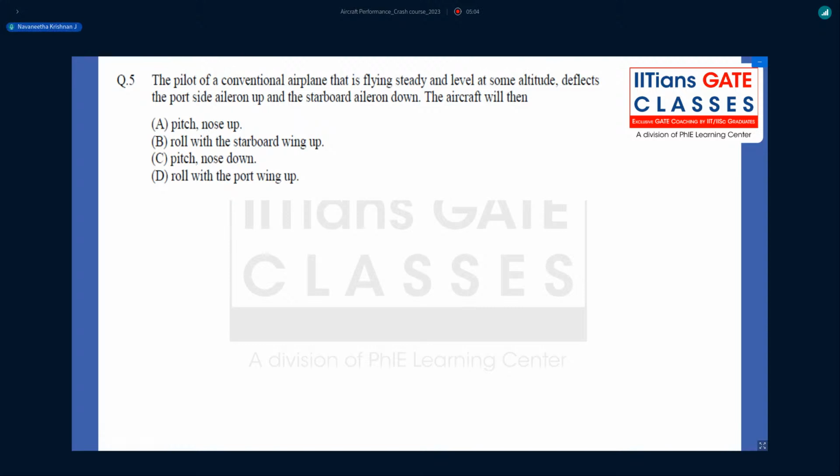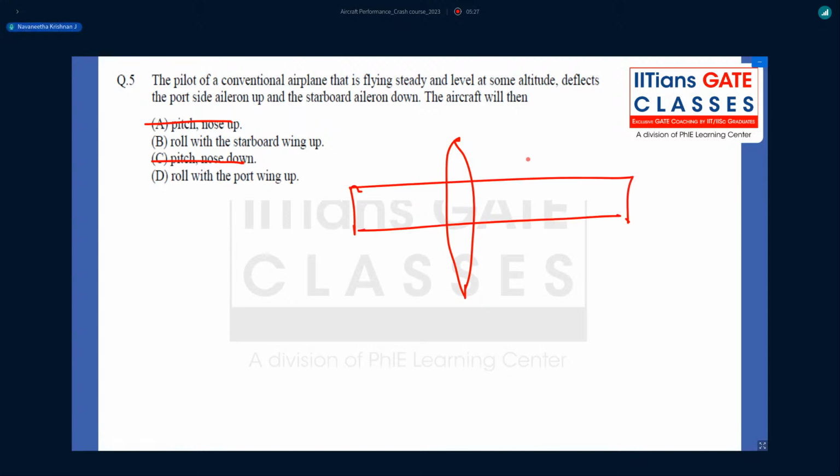First of all, in order to pitch up or pitch down, only elevator deflection is required. So with the help of elevator deflection only, we can nose up or nose down. So options A and C are out. Now we'll see. If you take an aircraft, the right side wing is called the starboard wing. The left side wing is called the port wing.